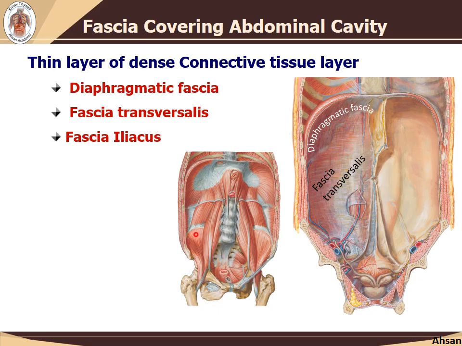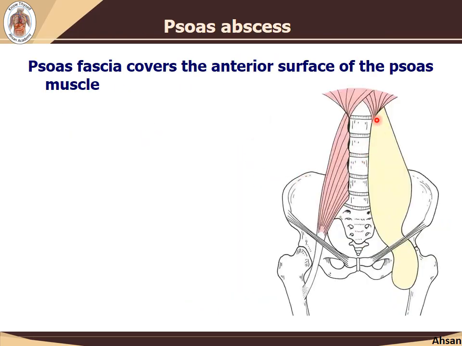Covering the iliacus muscle, it is fascia iliacus. Over the psoas major, it is called the psoas fascia. So the fascia is named as per the muscle it covers, the muscle deep to which it lies. It has some clinical significance. Let us see that. You see this fascia covering the psoas major. It also covers the vertebral column, and the fascia continues with the tendon into the front of the thigh.